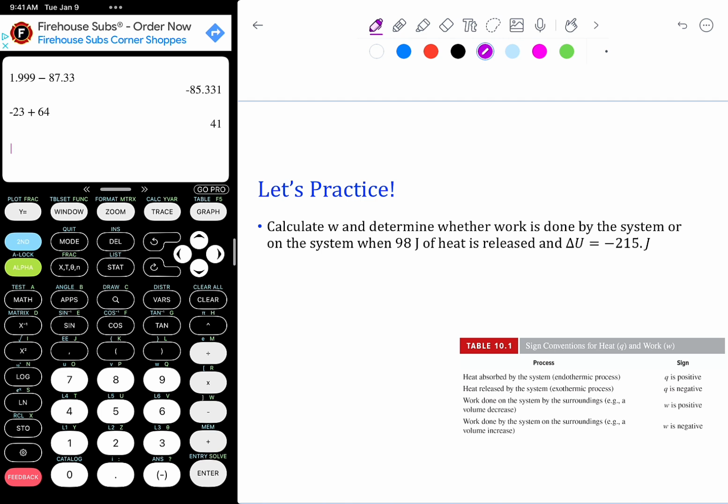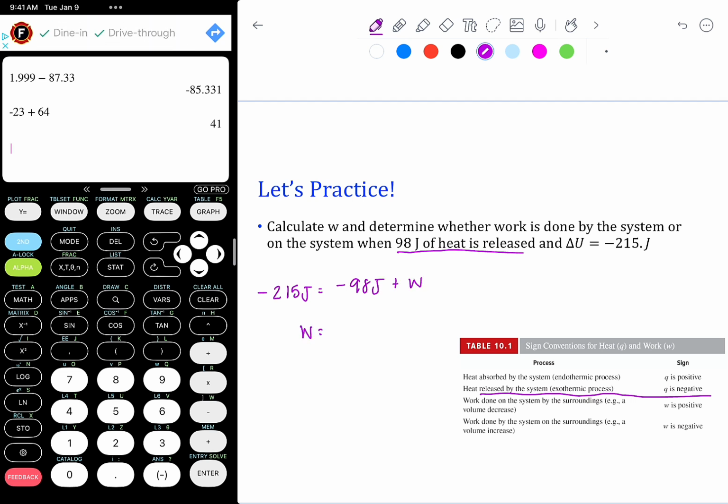Based on the wording, the heat is being released, therefore Q is going to be negative. We already know that delta U is negative, so plugging everything in, we get negative 215 joules is equal to negative 98 joules plus W. Therefore, solving for W gives us negative 117 joules. And since work is negative, we then say that work was done by the system on the surroundings.